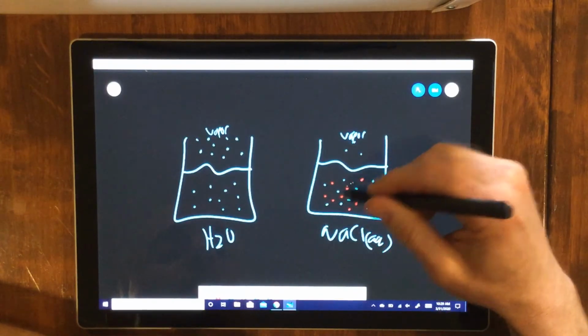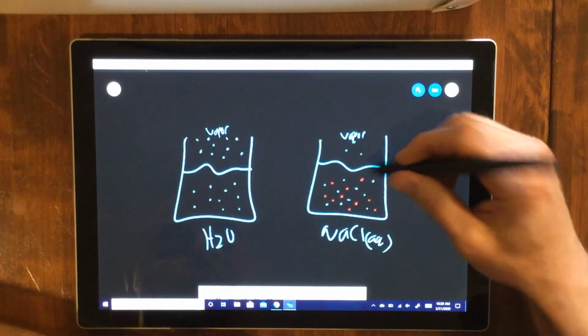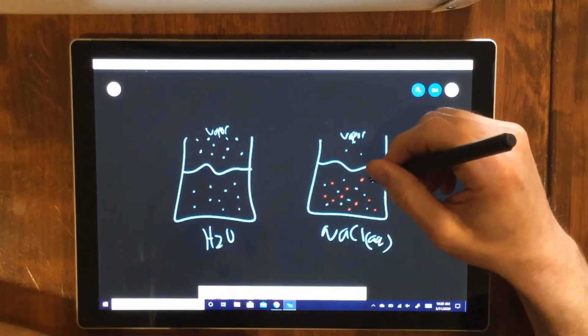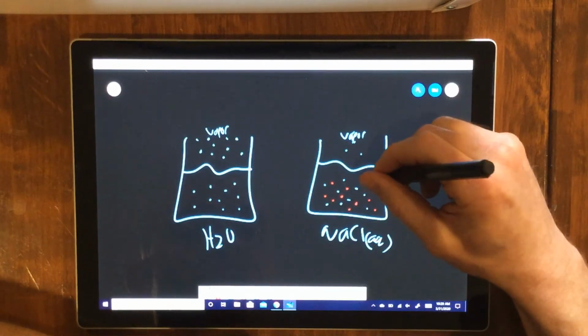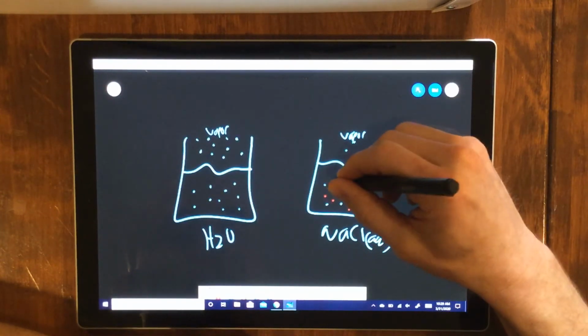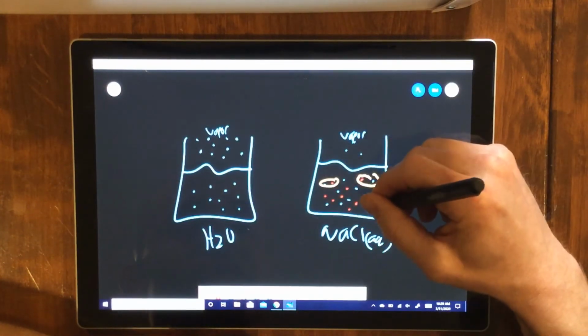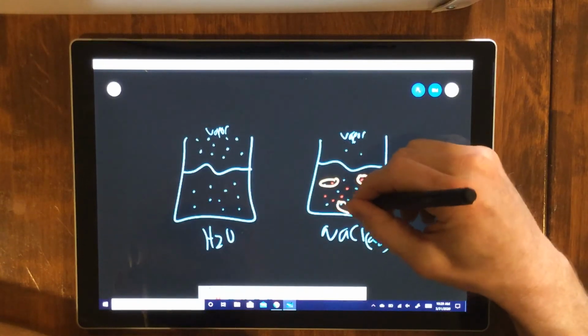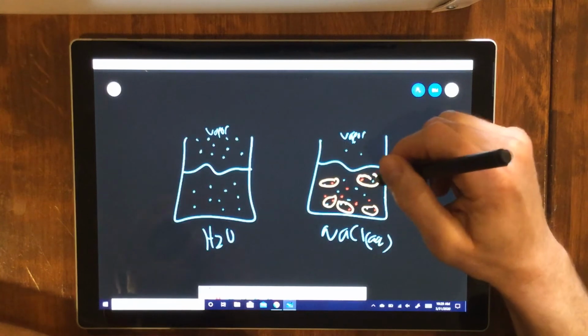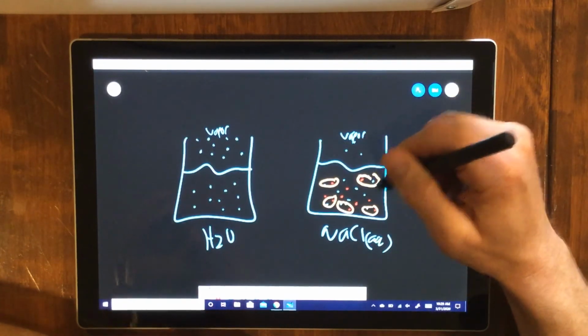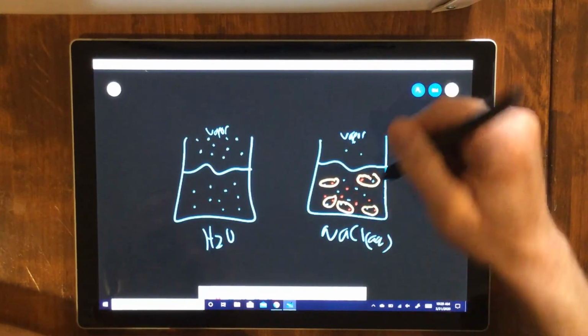I think of the salt, Na+ and Cl-, as like anchors. So let me use a different color. This is gold, brown, whatever. These particles are attracted to each other. These particles are attracted to each other. So salt and water are attracted. Therefore, the water can't get out. So it's like little anchors keeping the water down.